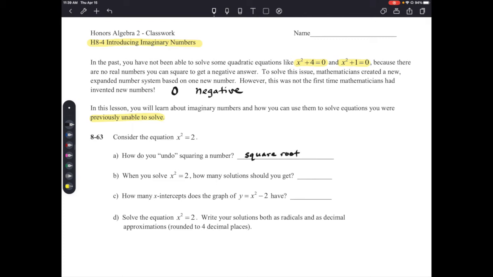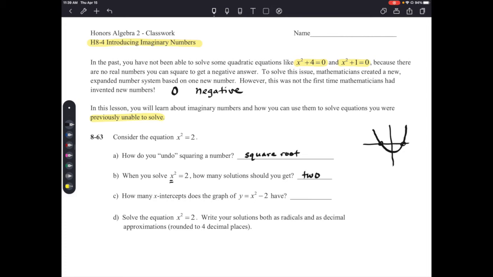Okay. Letter B says, when you solve x squared equals 2, how many solutions should you get? Well, let's go ahead here and start looking at if you were to solve it, right? Remember, this is x squared, so it's quadratic, and when you think about the graphs of quadratics, if it's not the vertex of the parabola, then it usually will have two solutions, right? So we should have two solutions.